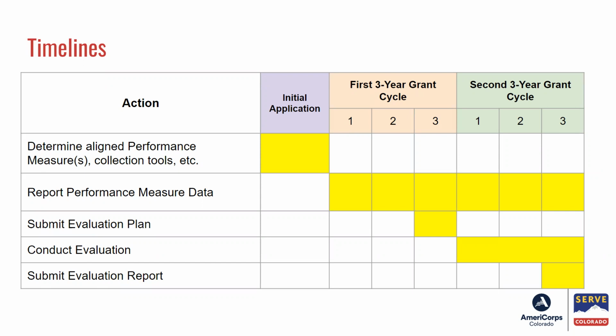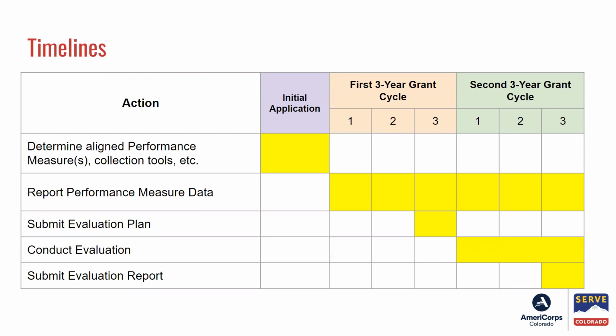In order to recompete and be awarded a second 3-year grant cycle from AmeriCorps and Serve Colorado, you have to have an evaluation plan in place. And at the time of this recording, we are in the process of transitioning from slightly different rules between our formula and competitive applicants. If you're not sure where you fall, your Serve Colorado program officer can certainly help you and remind you if you're competitive or formula.